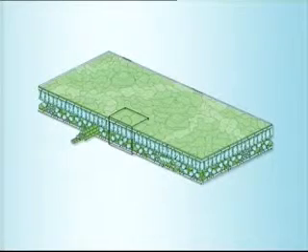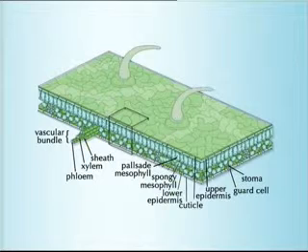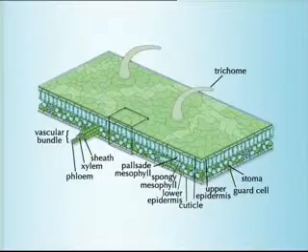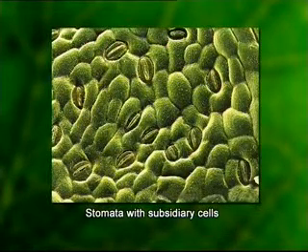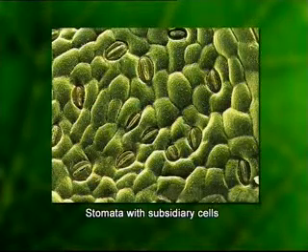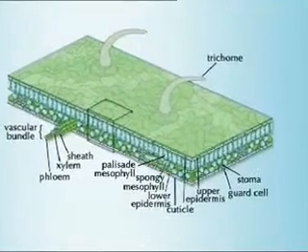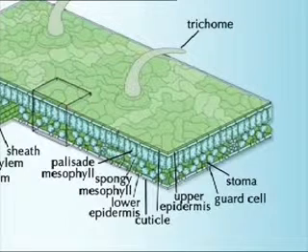The epidermis tissue includes several differentiated cell types: epidermal cells, epidermal hair cells, that is trichomes, cells in the stomata complex, guard cells, and subsidiary cells. The epidermal cells are the most numerous, largest, and least specialized and form the majority of the epidermis. These are typically more elongated in the leaves of monocots than in those of dicots.